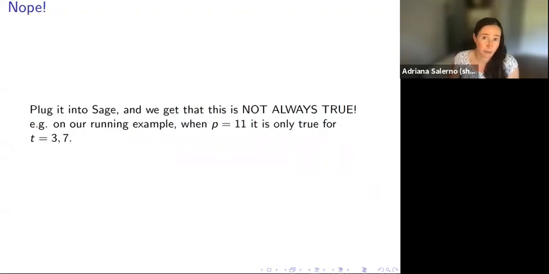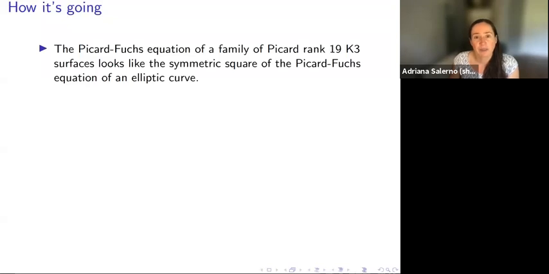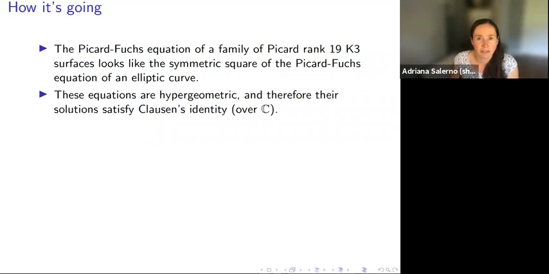We actually, as one should, plugged it into Sage just to see some examples, and we saw that this was not always true. For example, when p is 11, this is only true for parameters 3 and 7. Okay, so no, not a theorem. So here's what we've been thinking. The Picard-Fuchs equation is a symmetric square of the Picard-Fuchs equation of an elliptic curve. All the things that we're looking at are rank 19. The equations are definitely hypergeometric also, so they satisfy Clausen's identity. But this is all happening over C.